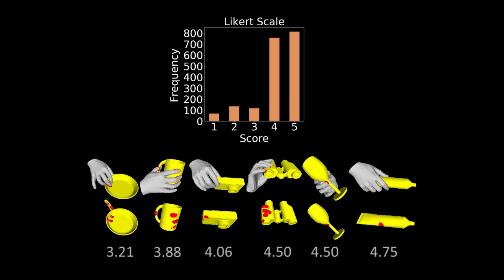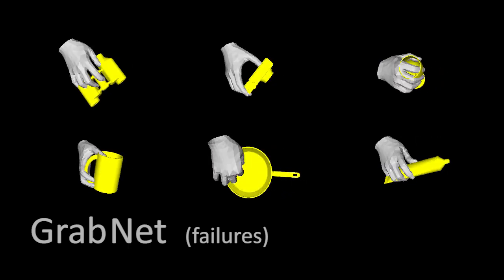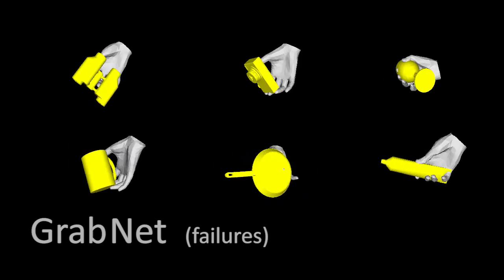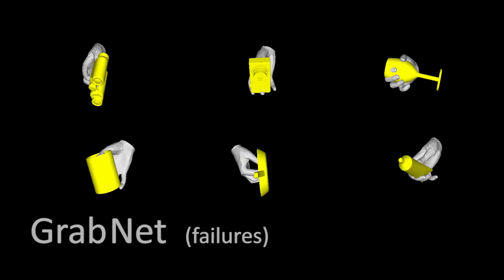Here, we show samples of generated grasps together with the average Likert score they received to give an idea of how scores look qualitatively. GrabNet sometimes fails, and the hand penetrates the object. This could be fixed with a post-processing optimization-based step that minimizes hand-object penetration.